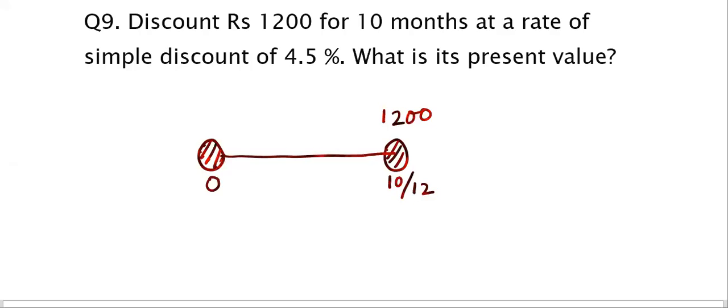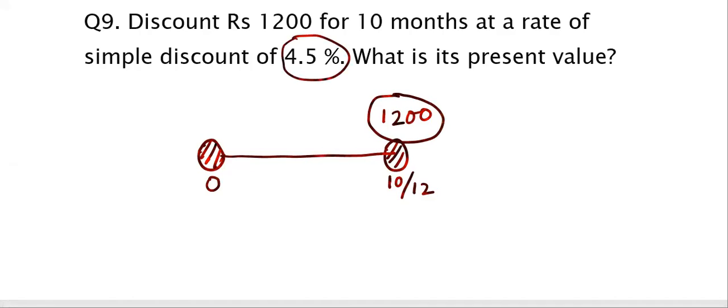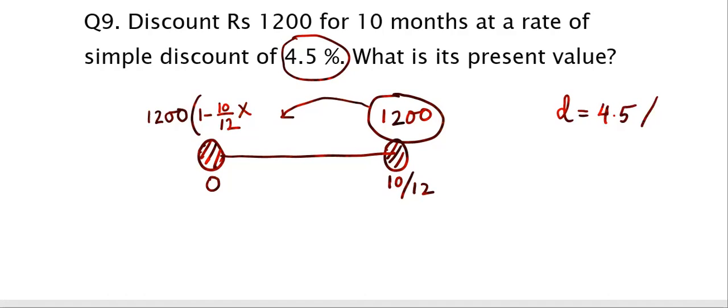If you remember, this was the question: discount 1200 for 10 months at a rate of simple discount of 4.5%. What is its present value? Very, very simple. Just apply the formula. You write 1200 times 1 minus nD. That's all. If D is given, you need not worry. D is 4.5% here, directly given. So D will be equal to 0.045.